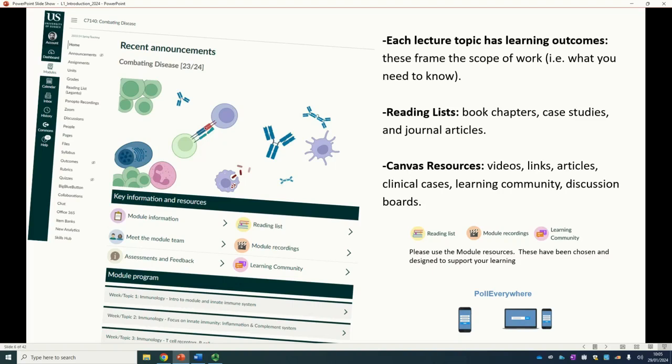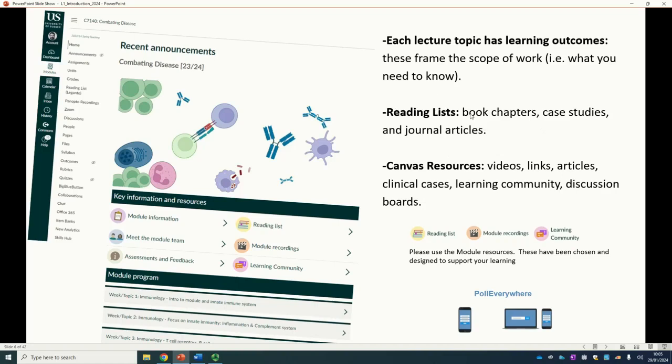I'm sure you're probably aware of this, but the module is supported by an associated Canvas page, so you'll be able to find all the information on there. It's also broken down into weeks and topics. It's important to point out that each lecture has its own learning outcomes, and these will frame what you need to know and extract from that module. These will be shown at the beginning of each lecture, but they'll also be placed on Canvas if you want to look at them there.